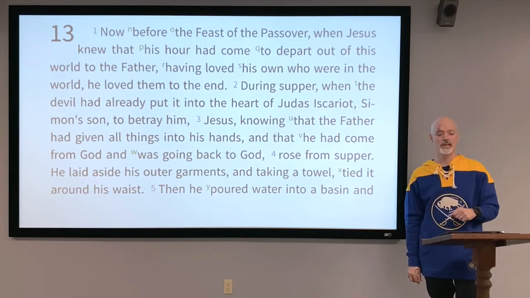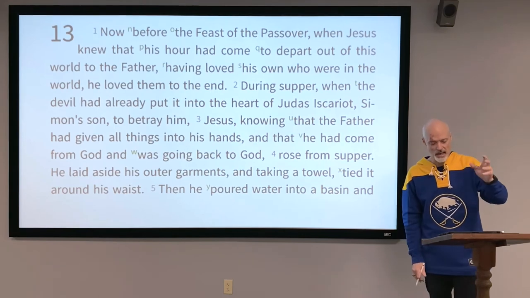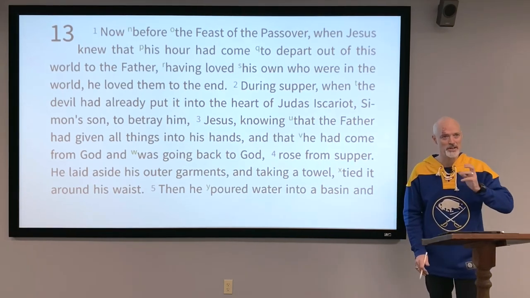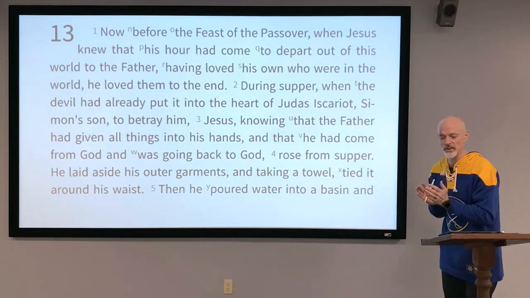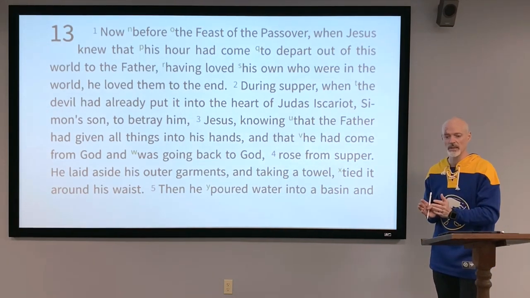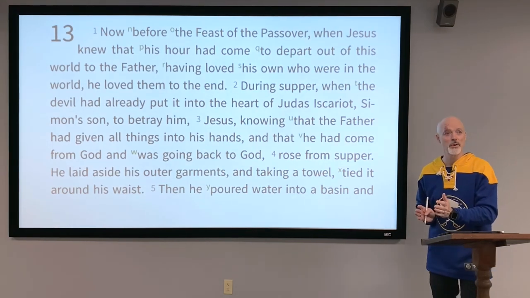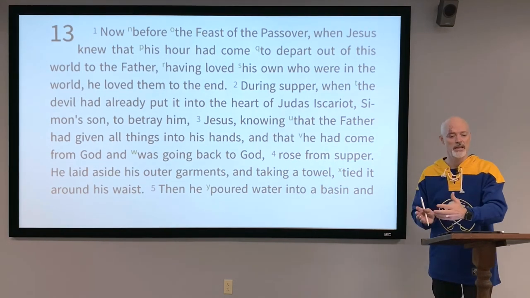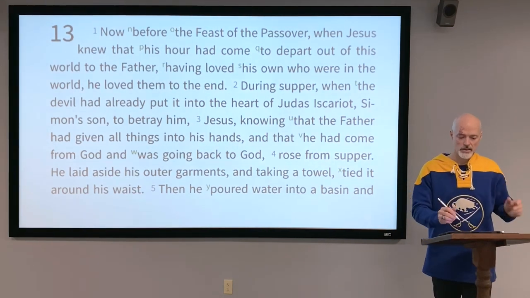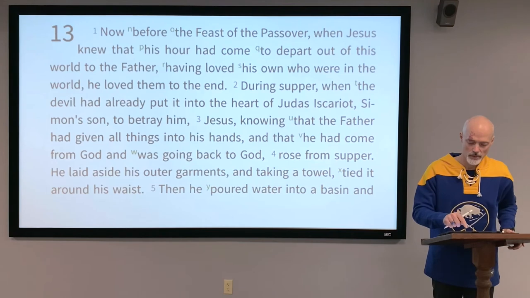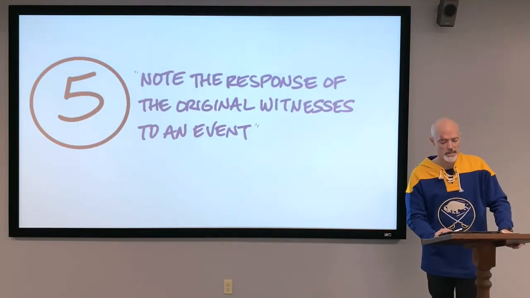And then here's what he did. He rose from the supper, and he laid aside his garment, and he took a towel and tied it around his waist, and he poured the water. Notice all the details. It's like he's taking you by the hand, and he's telling you this first: Jesus loved his own to the end. He knew what was about to happen to him, and he knew he was about to leave and go back to God. So look what he did, and he takes you by the hand, and then you're watching it happen in front of you. That editorial comment is a powerful indicator of the way that God wants us to understand what is happening in the text.